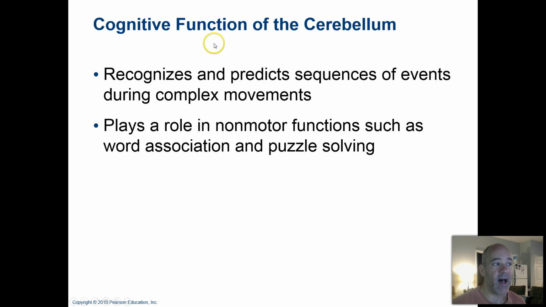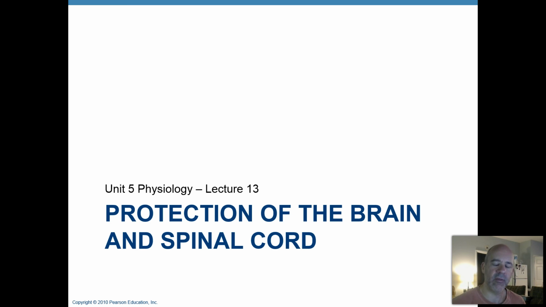The cerebellum also has some cognitive functions, awareness type functions, understanding type functions. As we've already mentioned, it's going to help predict the sequence of events during complex movements. It also plays roles in things like word association games, when you can associate different words together, and solving puzzles. Apparently the cerebellum is critical for that. And those types of things a lot of times have been worked out because there are people who have cerebellum injuries or disorders, and then they lose some of those functions. So that's how some of those different things have been mapped within the brain.